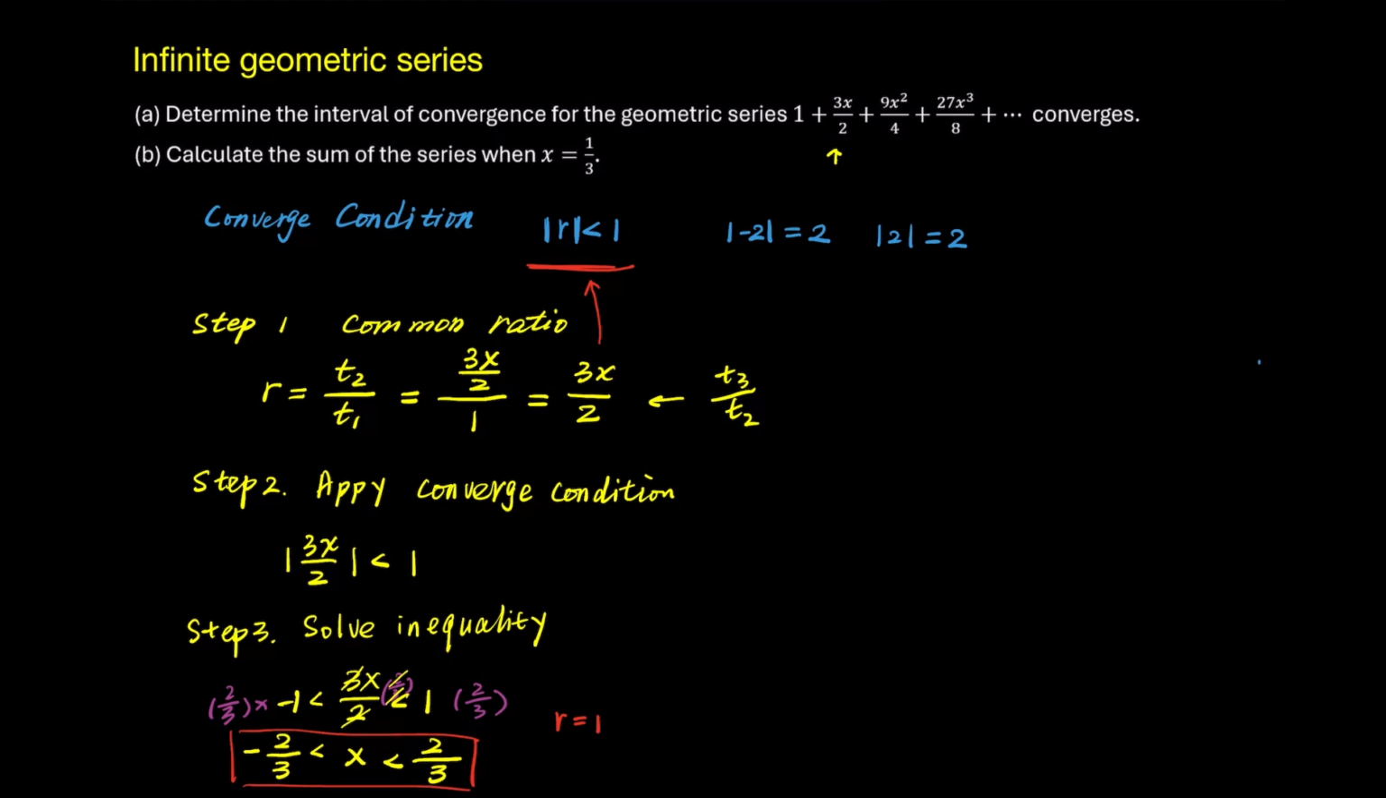Alright, let's then calculate the sum when x equals 1 over 3. You see that 1 over 3 is within this range that makes this geometric series converge. So we'll get a finite sum. The formula to evaluate the sum of an infinite geometric series is S infinity equals a divided by 1 minus r. a is the value of the first term, and r is the common ratio.